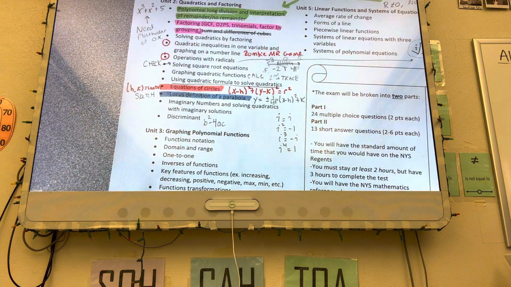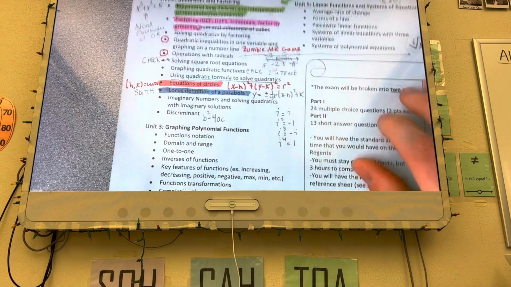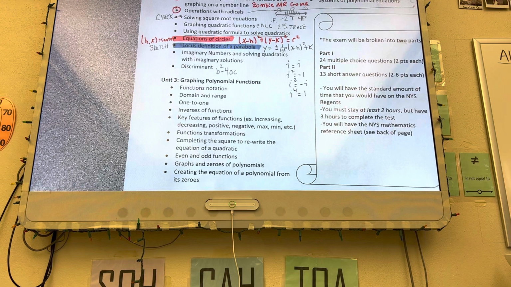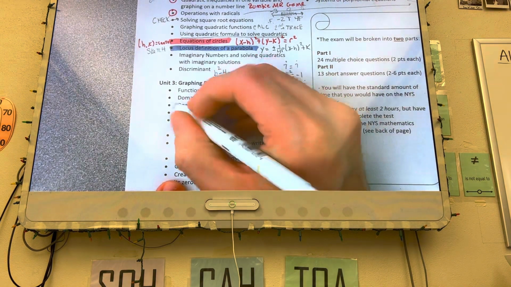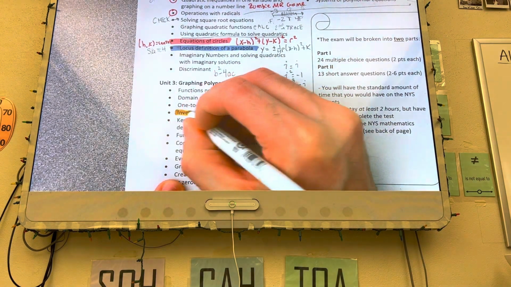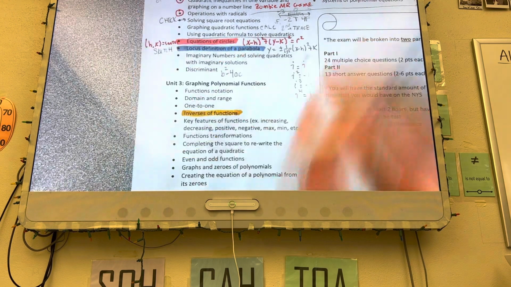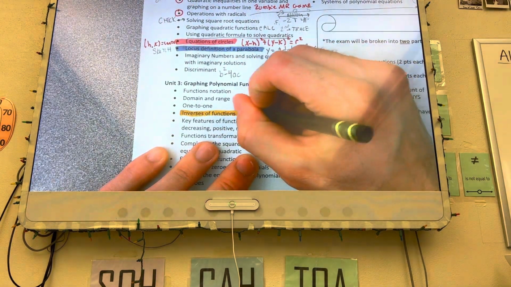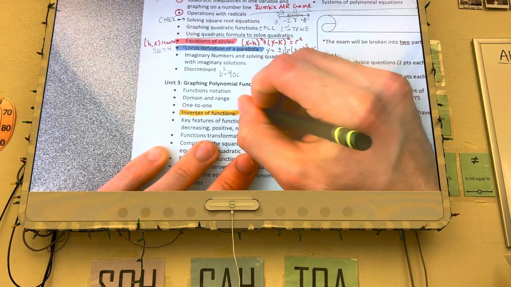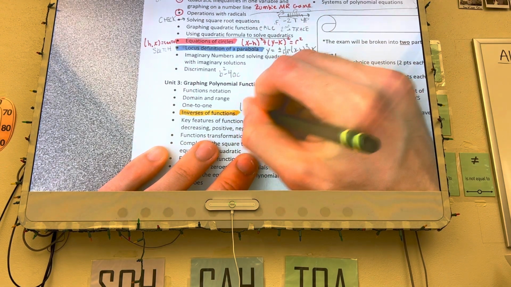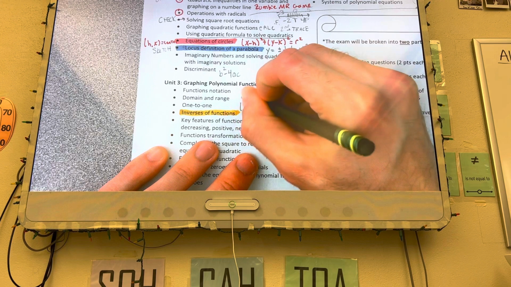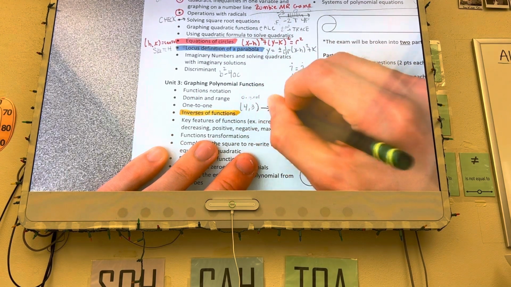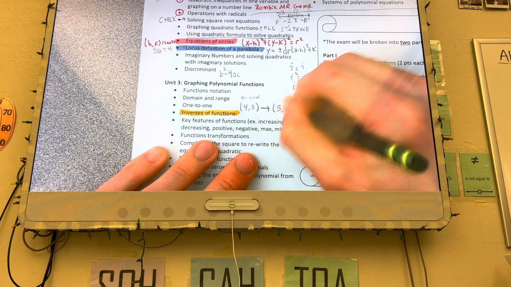On to unit 3, function notation, domain and range, 1-to-1. Inverses of functions, I would say that's going to be the important one out of those first 4 subunits. Remember how to do that? You just switch x and y and then solve for y. Or if you're graphing it, say that I gave you a point of (4, 3), that would be the original. And I say graph the new inverse, you just switch the x and the y, so this would be the inverse.